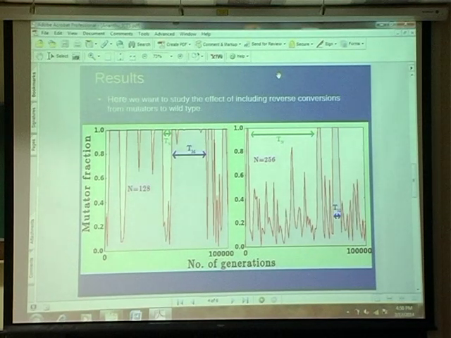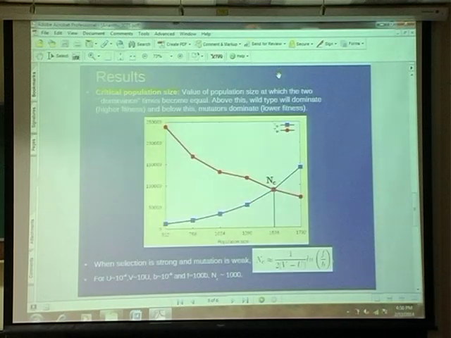In a finite population, in finite time, there are transitions between a mutator dominated state and a wild type dominated state. Tn represents the time wild type dominates, Tm represents the time mutators dominate. You can see Tn increases with n, the population size, while Tm decreases with population size. When I average over these dominance times and plot them as a function of population size, Tm, the red colored curve, decreases and Tn increases. There exists a value at which these two curves intersect, which is a critical population size, above which wild type dominates and below which mutators dominate.